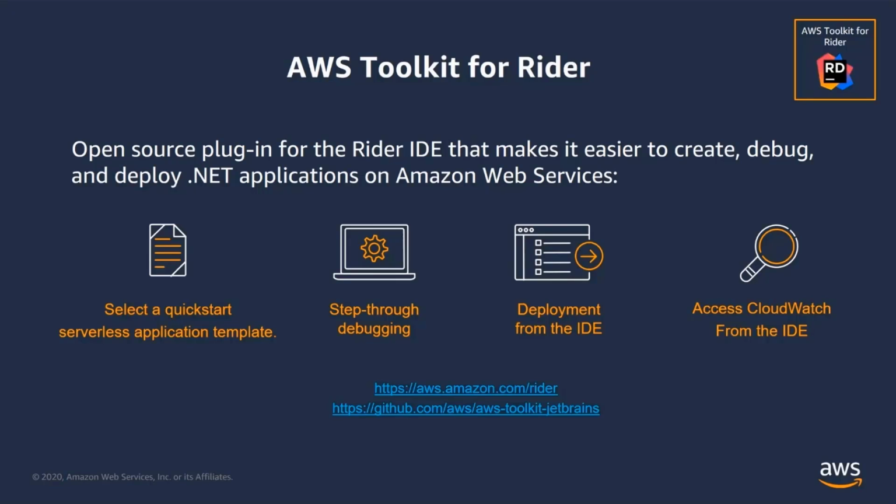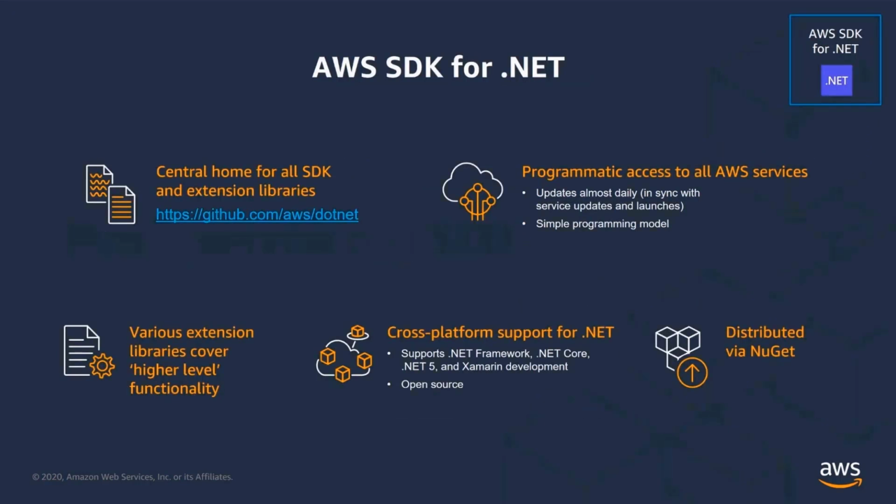Next, let's look at our AWS SDK for .NET. This is a central home for all the SDK and extension libraries. It is, again, the source is available on GitHub. It provides programmatic access to all AWS services and has various extension libraries for higher level functionality. Cross-platform support for .NET, including .NET Framework, .NET Core, .NET 5, and Xamarin deployments. And it is open source. And it follows the NuGet model of taking those libraries and having them distributed on NuGet.